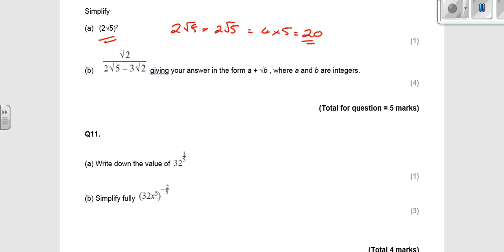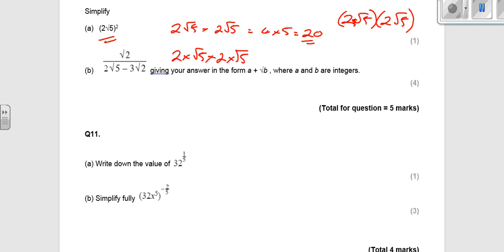You don't do the smiley face method here. You can write it out 2 root 5, 2 root 5, but we don't do the smiley face method because there's no plus or minus in between. It's just 2 root 5 times 2 root 5. Another way of thinking about that is 2 root 5 is 2 times root 5, and then you're timesing it by 2, timesing it by root 5. So 2 times root 5 times 2 times root 5, 2 times 2 is 4, root 5 times root 5 is 5, 4 times 5 is 20.